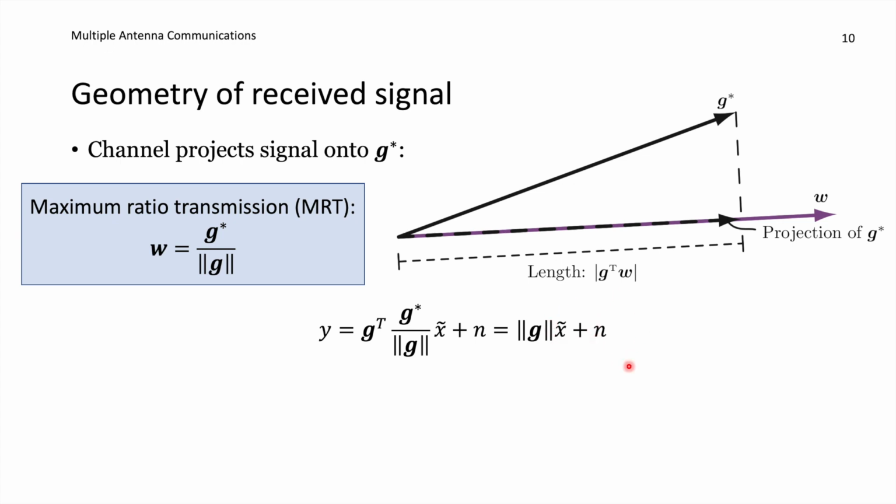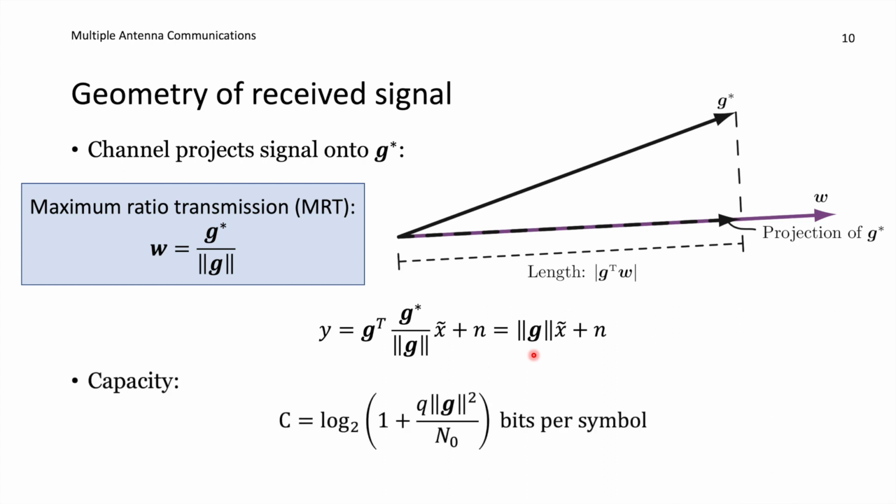And once again, this looks exactly as a SISO channel, where we have a channel response that is equal to the norm of G. So the capacity will once again be given by the formula from the SISO case: log2(1 + SNR), where we have the Q and N naught, and then we take the scalar factor here in front of the signal, which is the norm of G, and we square it. So the capacity of the MISO channel is like this. And we are achieving it by taking our signal and precode it or beamform it in a direction that matches precisely with the direction of the channel.